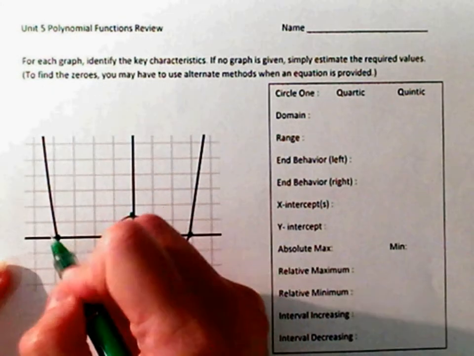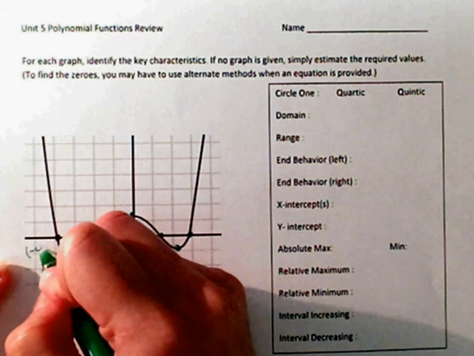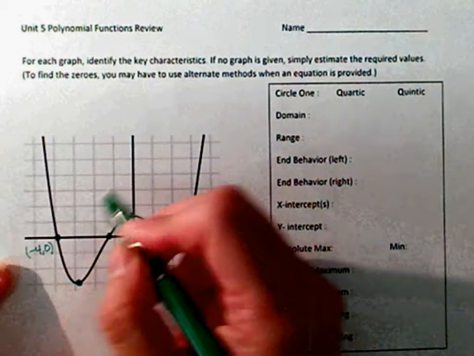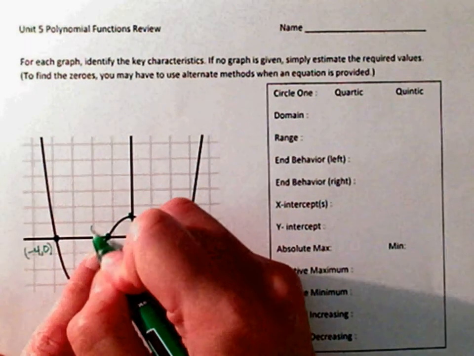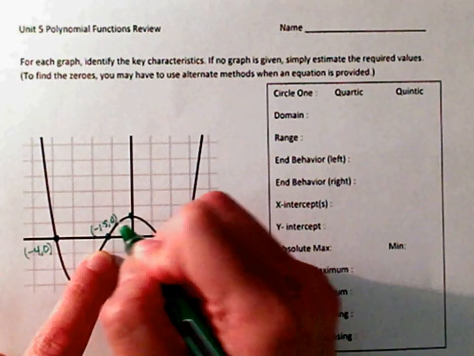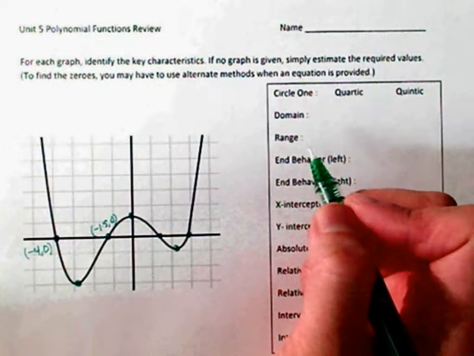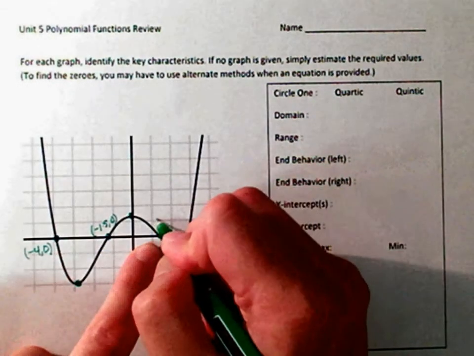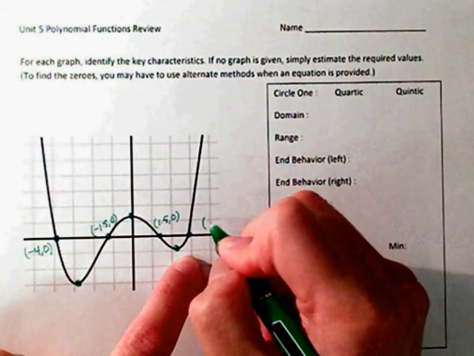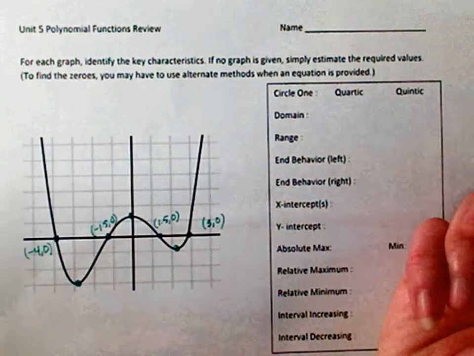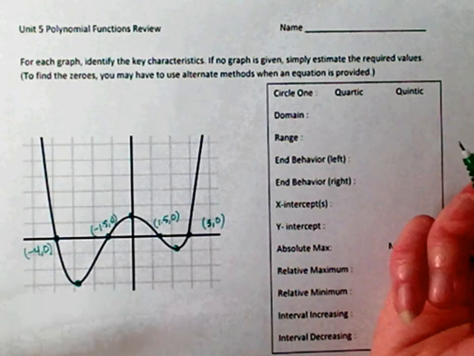1, 2, 3, 4. So that one is -4, 0. Next, x-intercept, we're gonna put that one as -1.5, comma 0. We're just gonna round it to our nearest half. Next zero is 1.5, 0. And our last one is 3 and 0. So go ahead and find all these points before you start.